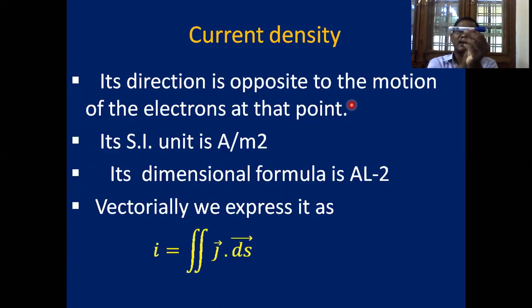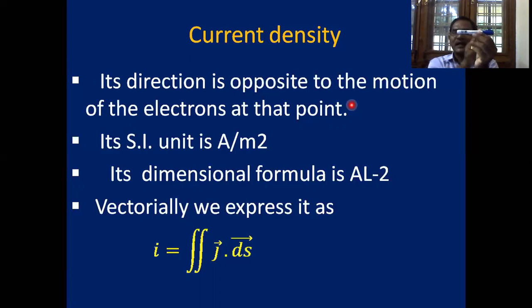So here the current direction is from the positive terminal to the negative terminal. The electrons' movement is from the negative terminal to the positive terminal. So electron movement is from the second end to the first end, but the direction of current is from the first end to the second end. So the direction of positive charge is from left to right.